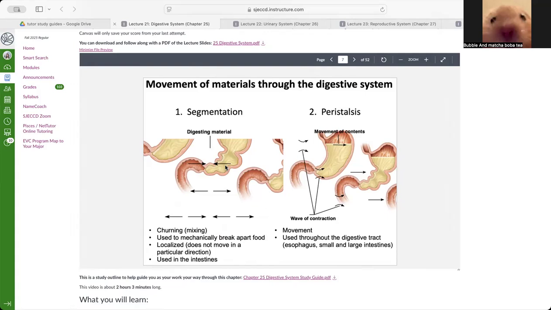So we have peristalsis. This one propels and moves the food through the digestive tract. It occurs in the esophagus, small and large intestines. Its circular layer of smooth muscle contracts behind the food, while the longitudinal layers contract in front of the food. And after that area contracts, the food will move a little bit.